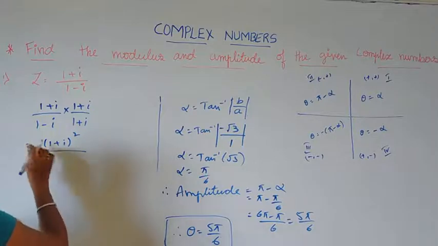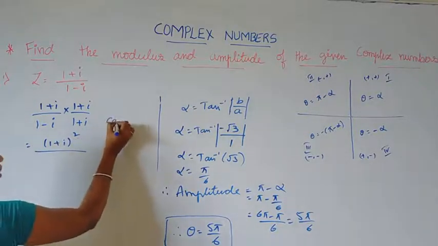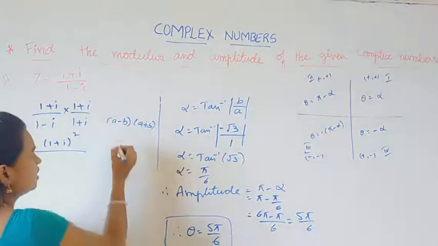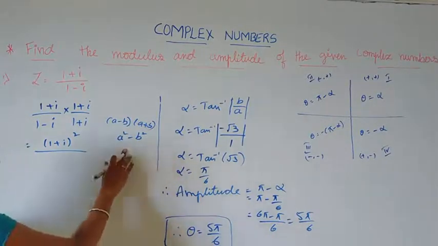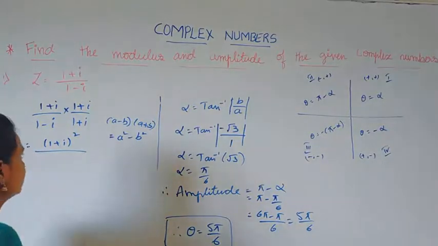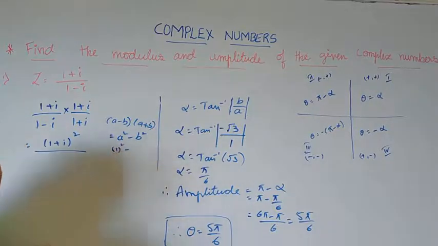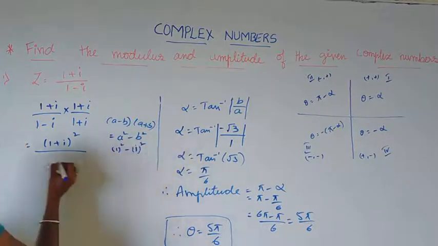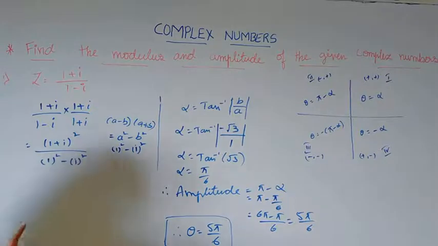Divide by, so observe that the denominator is of the form (a minus b) into (a plus b), right? So (a minus b) into (a plus b) means a square minus b square. This is the formula. Here what is a? 1. So 1 square minus b square, and b means i square. So that is 1 square minus i square.